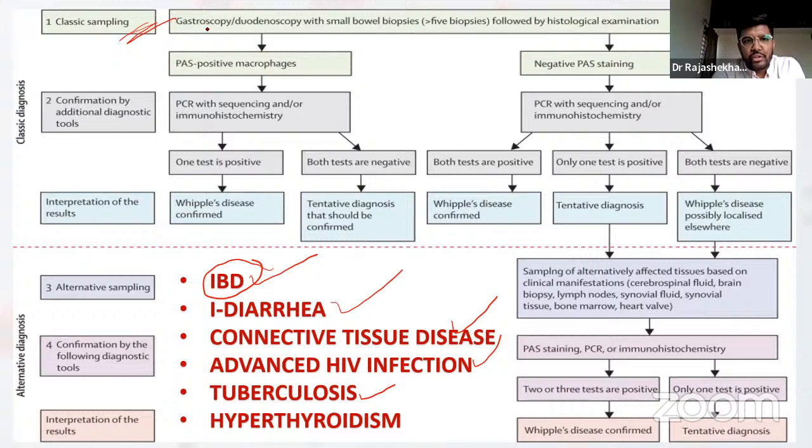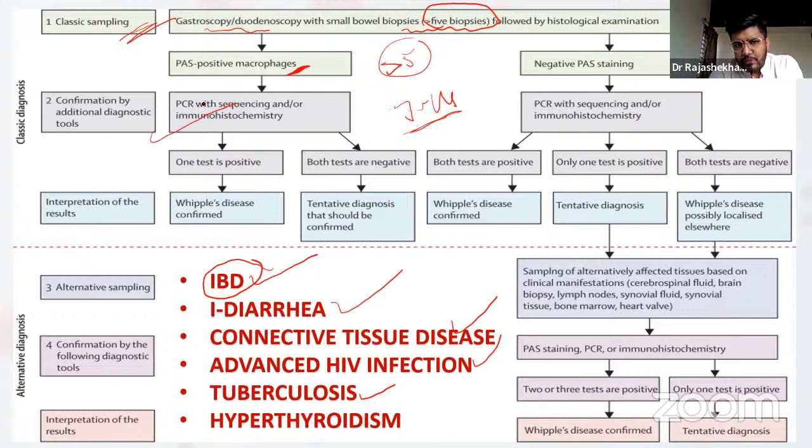The sampling is usually a gastroscopy or duodenoscopy with multiple small biopsies taken, more than 5 biopsies. Ideally, 7 to 14 biopsy samples are taken from the various areas. The first thing you do is PAS staining of this sample. If PAS positivity is seen, like PAS-positive macrophages infiltrated with this bacteria, then PCR is done.